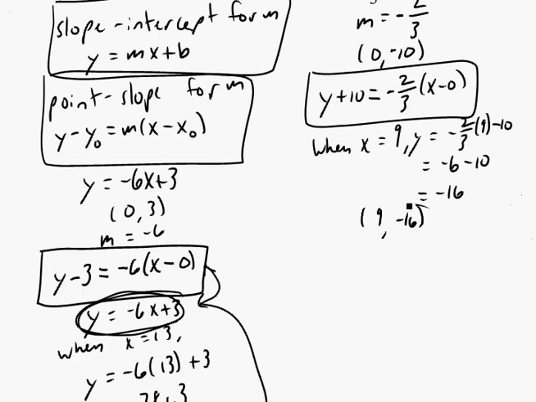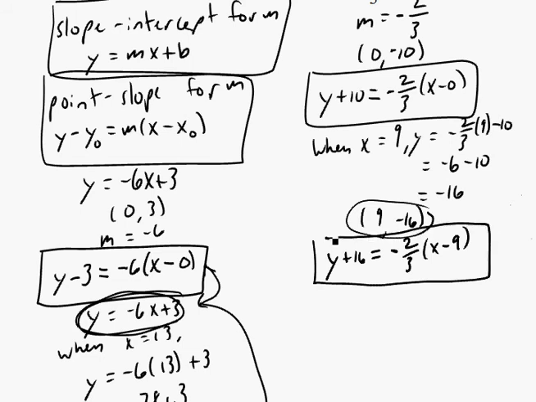So here are the coordinates of a point on our line. So, we can use point-slope form again. We would get y plus 16 equals the slope, which is negative 2/3, times x minus 9. So those are two possible answers. There are really an infinite number of possible answers. You can just come up with other answers by picking a new value of x and finding the corresponding value for y, and then plugging in the point for point-slope form.